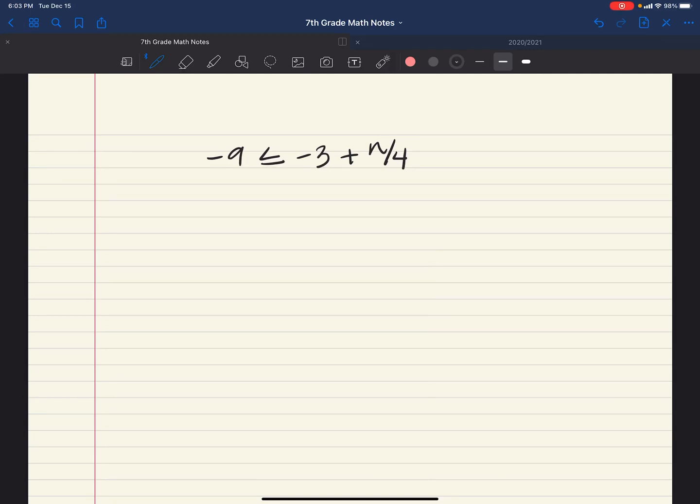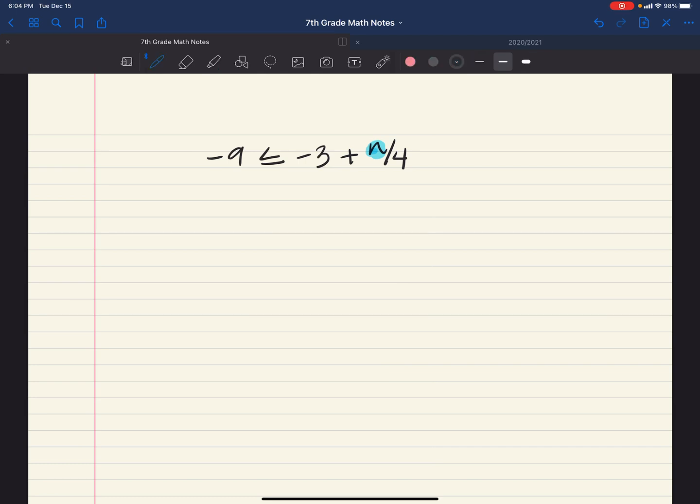Guys, let's go through this quick two-step inequality problem to jog our memories about some key things about solving two-step inequalities. So first we have -9 is less than or equal to -3 plus n over 4, or divided by 4. So what do I see happening to my variable n? And we all see the variable n here.